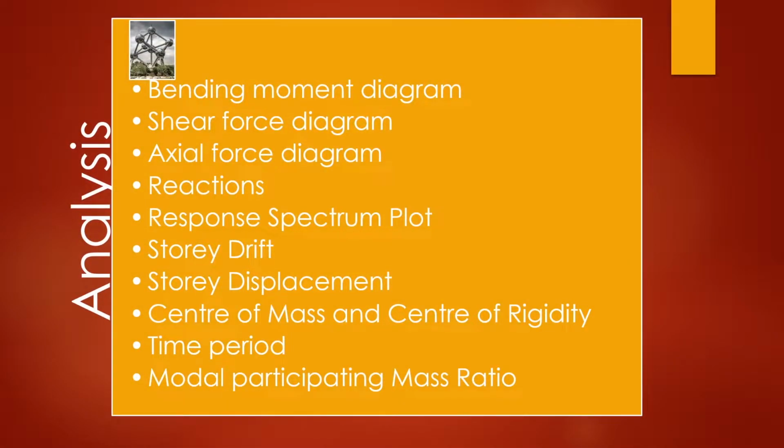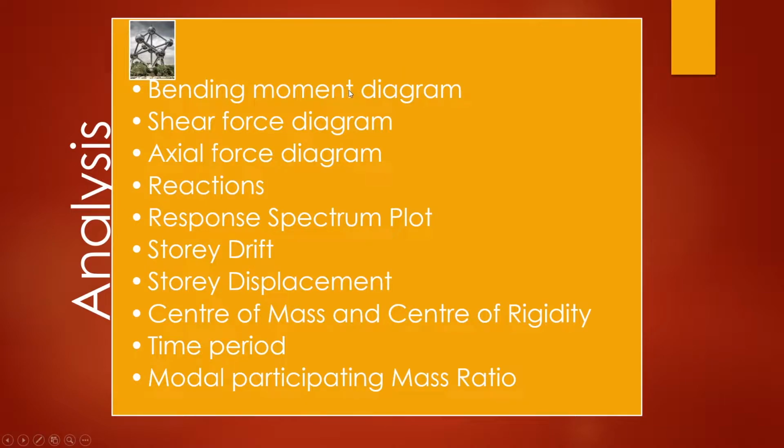So after modeling, the second step comes with the analysis part. And in the analysis part, we're gonna check the bending moment, shear force and axial force diagram of the structure, and also we're gonna find the reaction of the structure, and we're gonna plot the response spectrum diagram. And here we're gonna also check the value of the story drift and displacement and check that it doesn't cross the standard code value. And also we're going to check the center of mass and center of rigidity. The difference between the center of mass and center of rigidity of the building should be less than 10%.